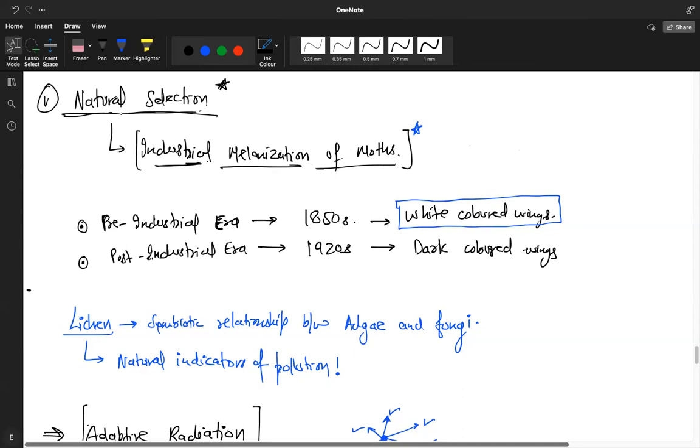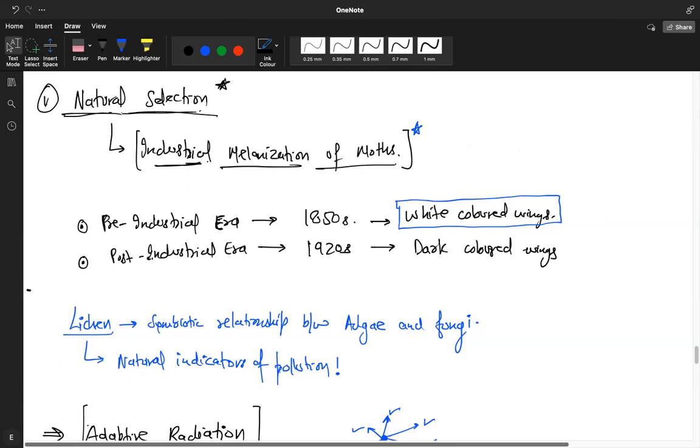But then after the industrial era, the lichens turned black because they are natural indicators of pollution. No, no, due to the industrial revolution, there were no lichens. Lichens died. Lichens don't survive in a polluted environment. So if there is no light-colored lichen, the trees are exposed and darker in color. The second thing was that the soot, the unburnt carbon, also started depositing on the tree barks. Both of these factors together favor the dark-colored moths.